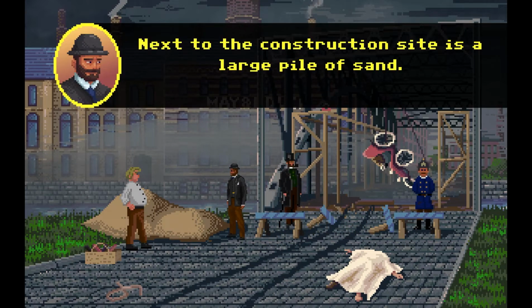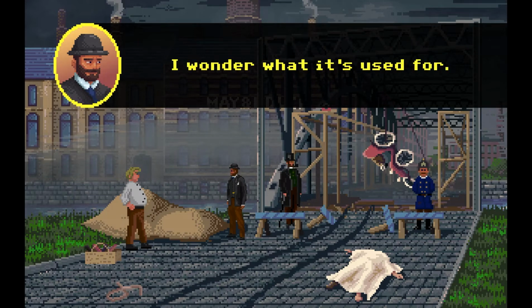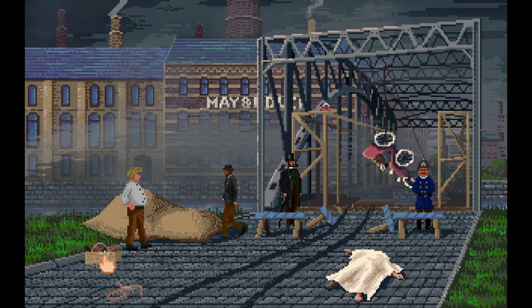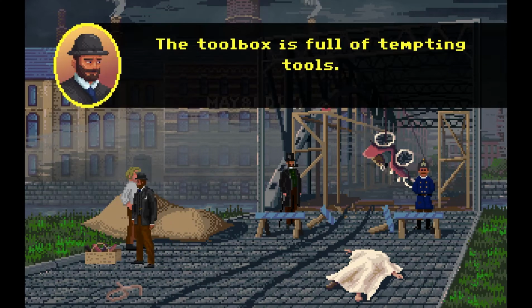Oh. Next to the construction site is a large pile of sand. I wonder what it's used for. Concrete? Cement? I don't know. Or like stopping floods from the river? Let's just look at everything else before we talk to this guy.